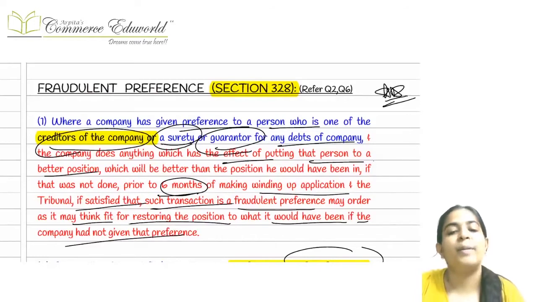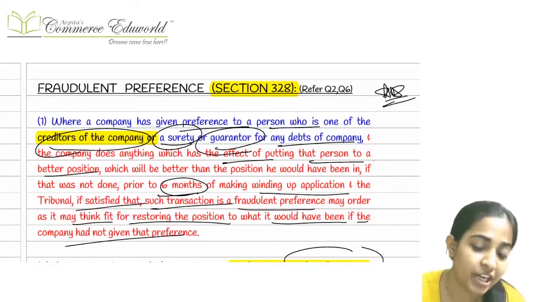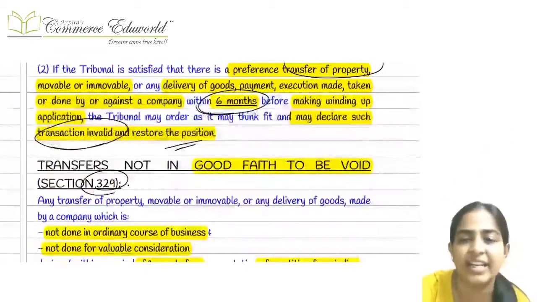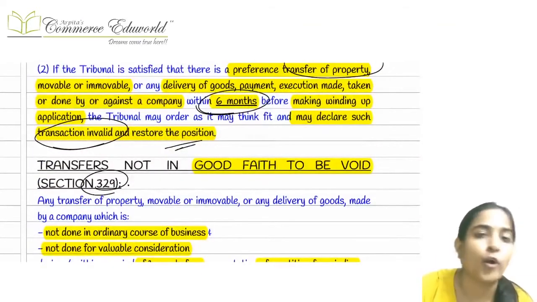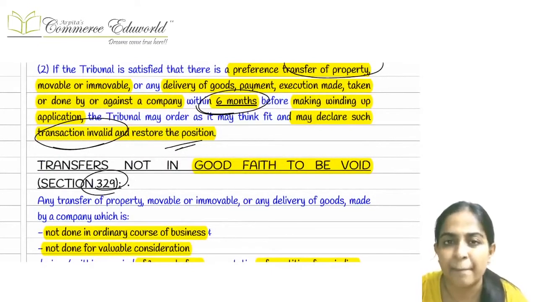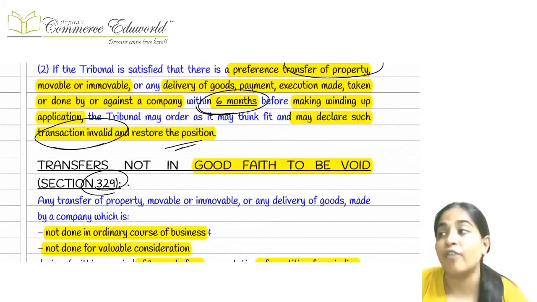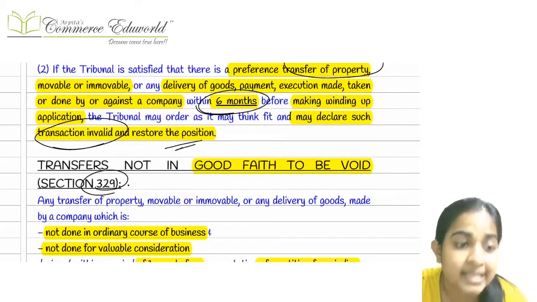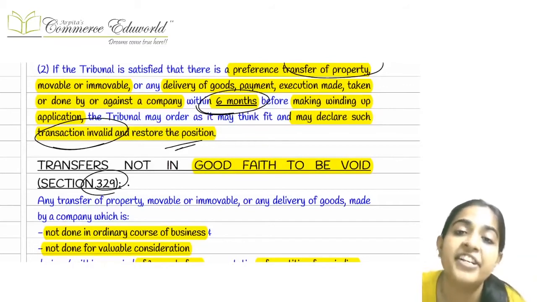Okay, the position will be totally restored. The tribunal will say, please reverse the transaction if you have given any wrong preference to any creditors during the last 6 months. And similarly, if you have fraudulently transferred the property of the company to any person, which is not done for a proper consideration, or which is not done in the ordinary course of business, and if it was done during the last 6 months, then again the transaction will be treated as invalid.